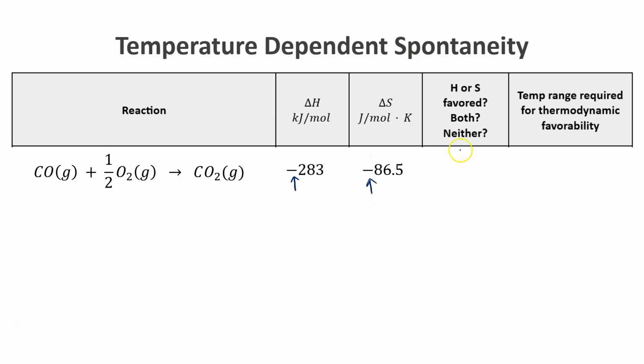Let's try to figure out, is this reaction enthalpy favored, entropy favored, both, neither, and what temperature range is required to get it to be favorable? Let's first recap what we mean by favorable in the first place in terms of thermodynamics. This means one thing and one thing only. The reaction has what's called a negative delta G value. The free energy change is negative, which means free energy is released. All reactions that are favorable have to have that being true.